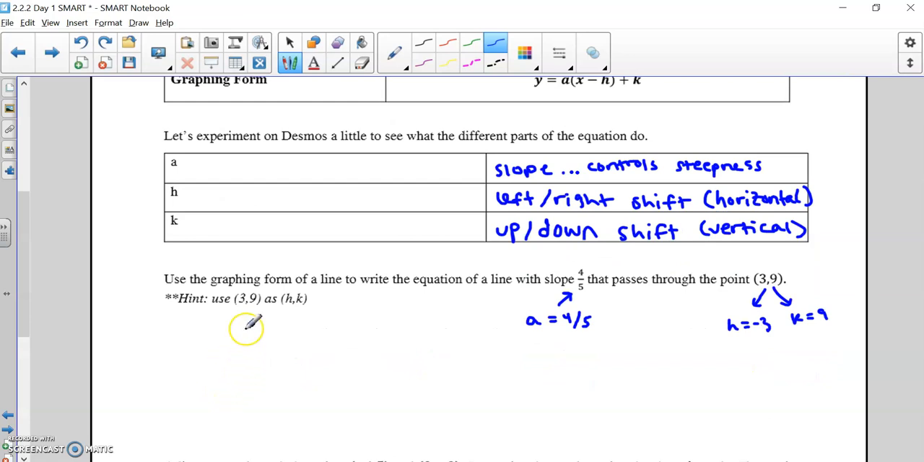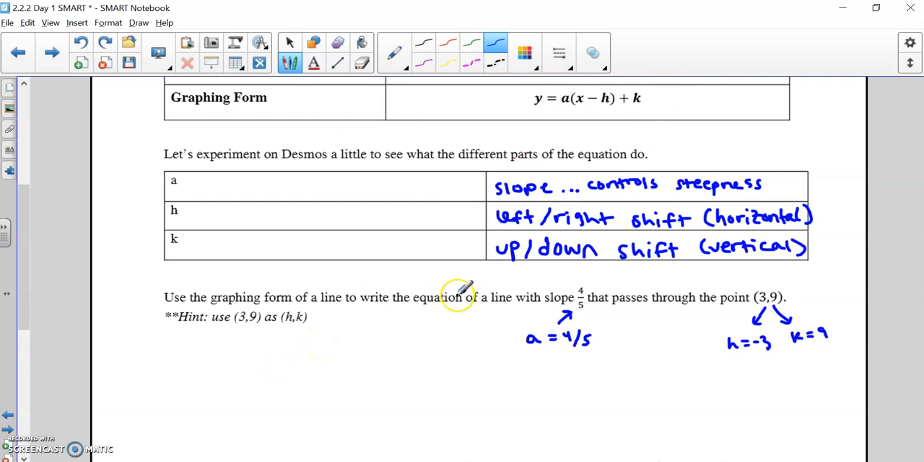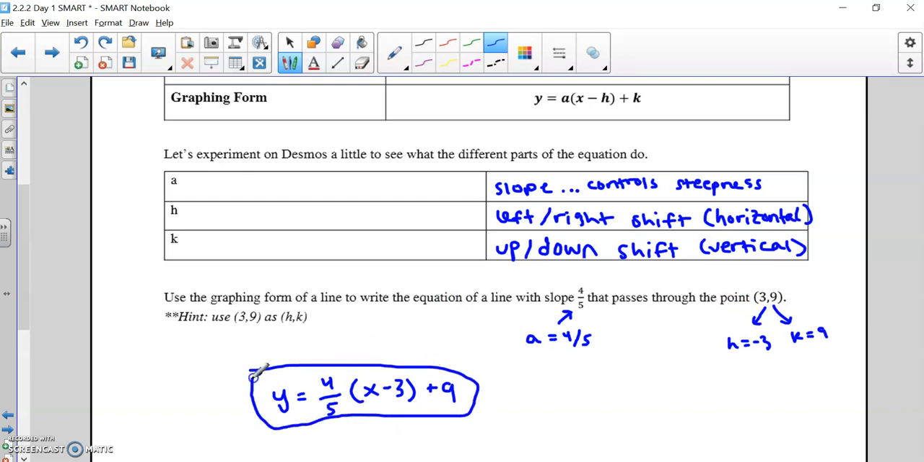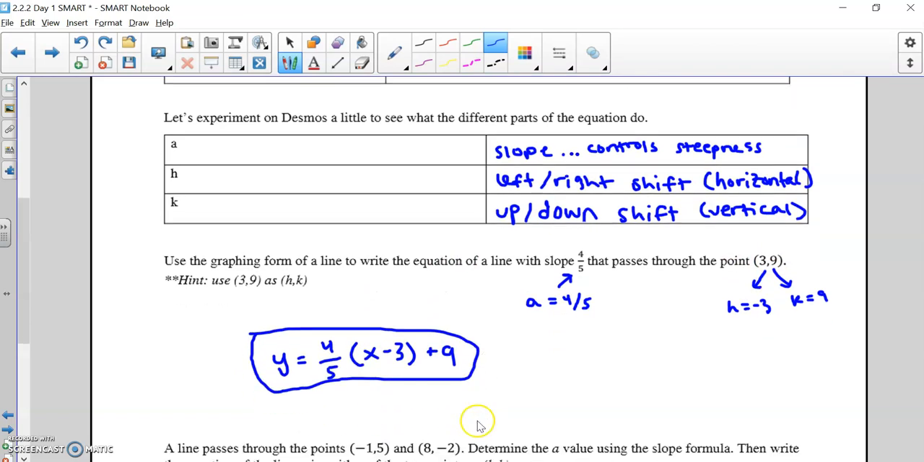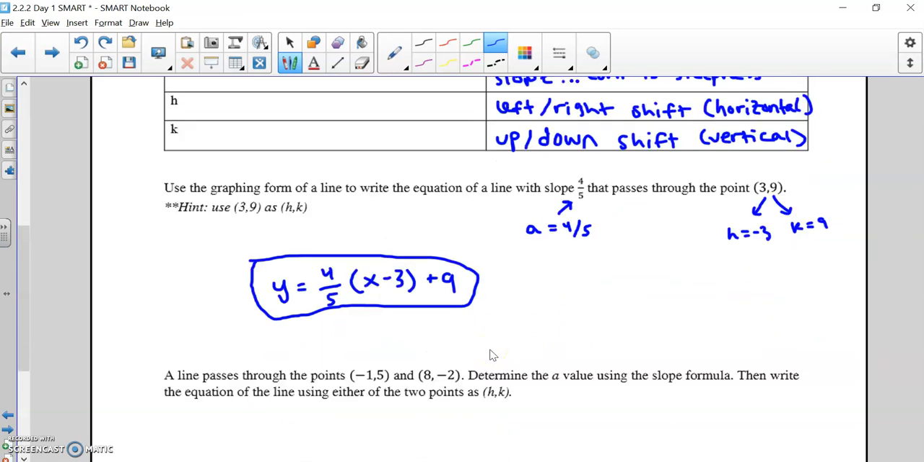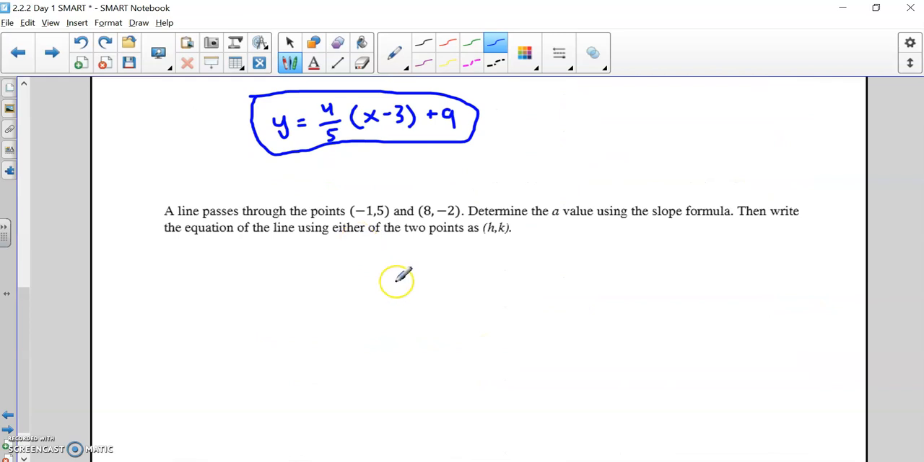So when we write our equation following this format, we know that it is y equals, a value comes first, so 4/5, and then x and then h in there next, so x minus 3, and then k on the end, our k is 9, so plus 9. It's kind of ugly. All right, and that is how you would do the graph of a line. All right, so one more here.